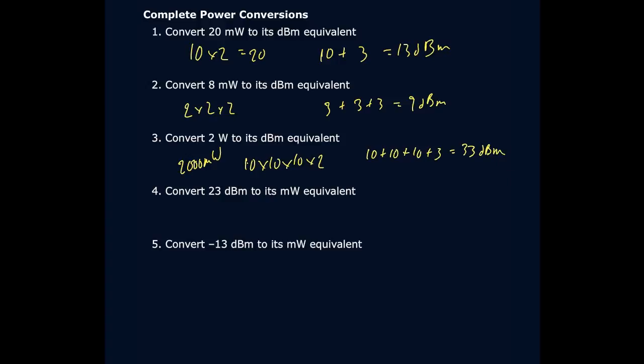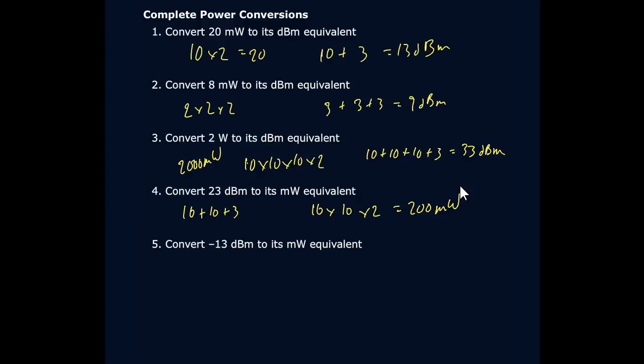Okay, how about the other way around? 23 decibels to its milliwatt equivalent. Okay, so 23 is 10 plus 10 plus 3. So we flip that over into the milliwatt side. Now we're going to say that that is equal to 10 times 10 times 2, which is going to be 200 milliwatts.